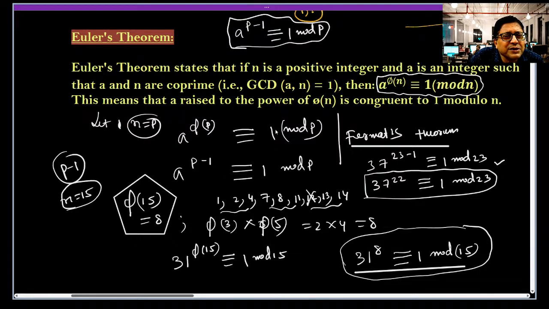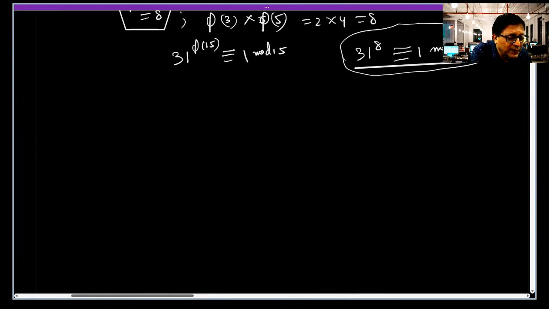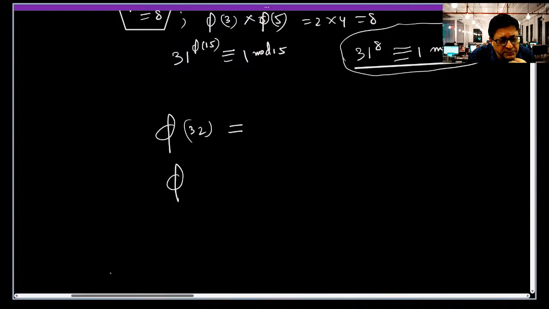Before we proceed to solve problems based on it, I will ask you to find phi of something. You just find phi of 32. Just take 1 minute to decide yourself. If it is done, keep it ready. Then phi of 240. Just practice before you start.